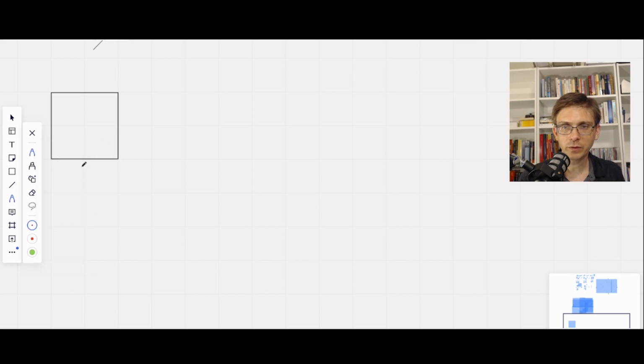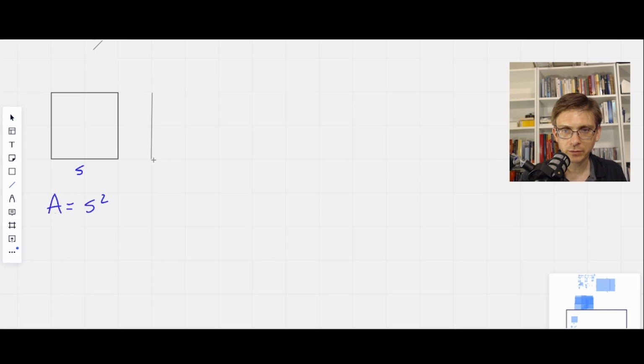Nice and straightforward. We say that this side length here is S, and so the area of this square is just S squared. Okay. What about a right triangle? Specifically an isosceles right triangle.